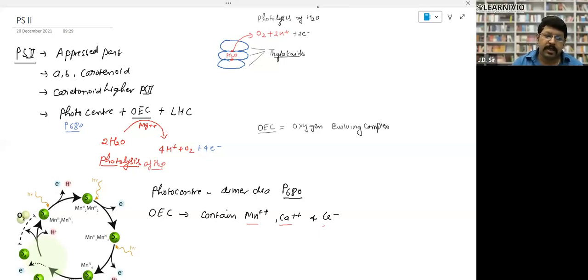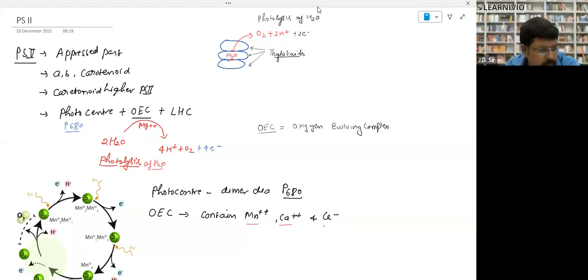Here chlorophyll A and B and carotenoid are found. Chlorophyll A and B are both present in equal amount. Here carotenoid is higher compared to PS1. And the photocenter is made up of P680. So that is the composition of PS2. What is exclusive over here is the OEC, or oxygen evolving complex, for breakdown of water. Tell me, is it clear or not?